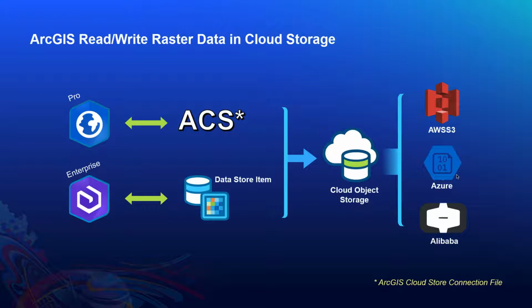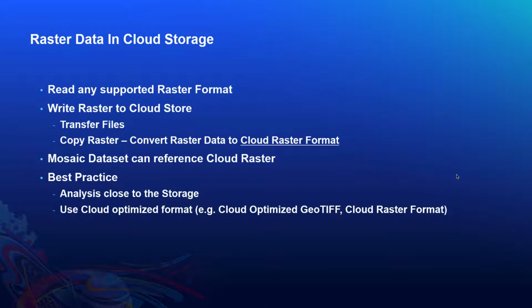And on ArcGIS Enterprise, on ArcGIS Server, the way to establish connection is through creation of a data store item of the type Cloud Store. Similar to the previous example, you need to use the Cloud Store's account name, access key, or secret key, and define them in a JSON object to register data store items. And once you have established the Cloud Store connections, ArcGIS supports reading of any raster format that is supported by ArcGIS from the Cloud Store.